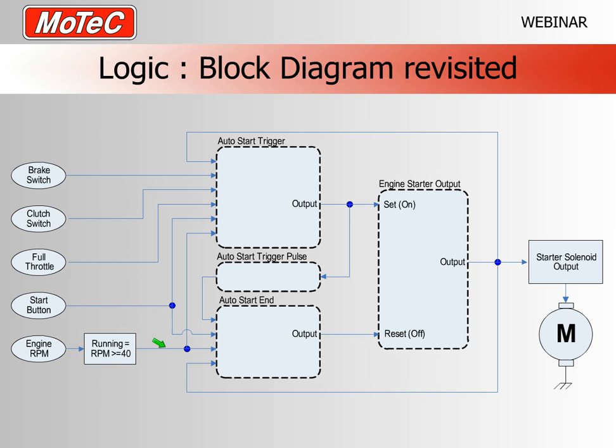If the engine is running, here we will stop our engine cranking. If our output is turned on and we hit the start button, which is this input here, that will also stop us cranking. So you can see these are all combined without us showing the actual logic functions. The main thing here is our engine starter output has 2 separate triggers, an on trigger and an off trigger, and then the output goes to the starter solenoid.